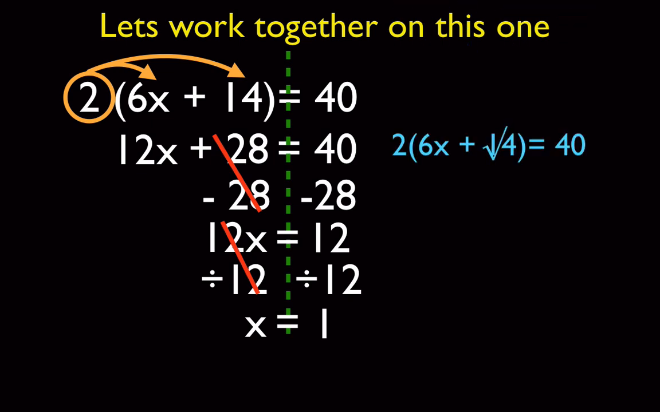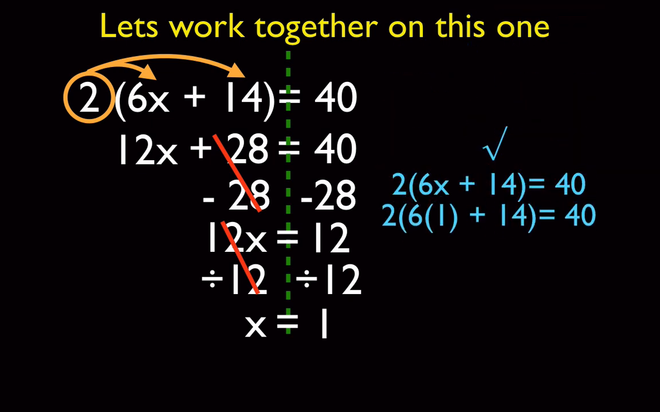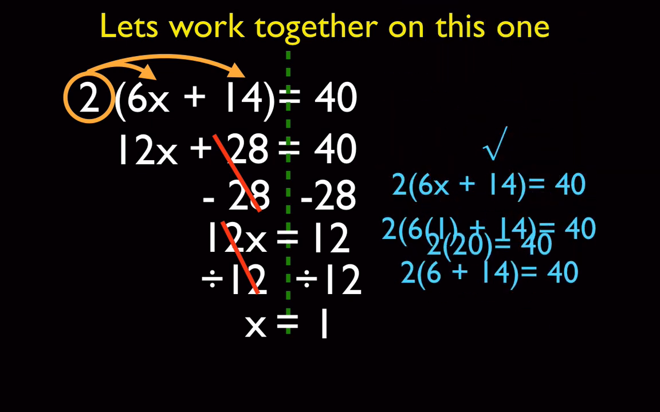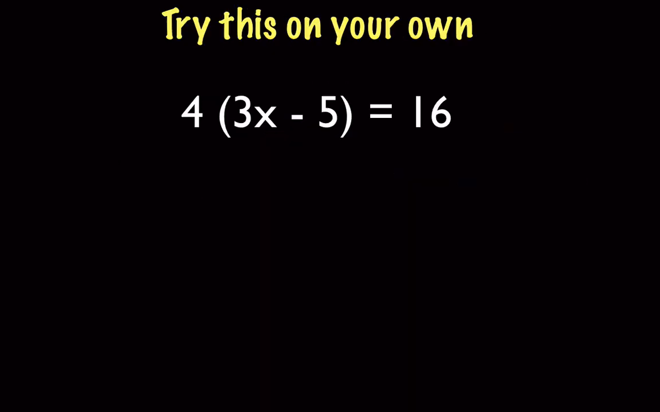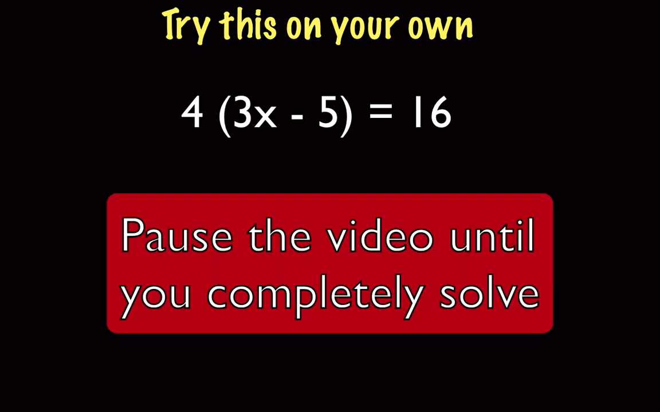Checking it, I'm going to look to be sure that when I plug in that 1 for x, it gives me 6 plus 14, which is 20. 2 times 20 is 40. As long as that works, you know your answer is correct. So go ahead and try this one on your own. Pause the video. Take a second. When you think you have the whole answer figured out, hit play.